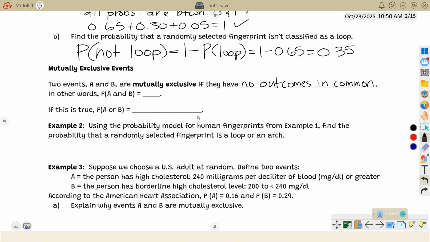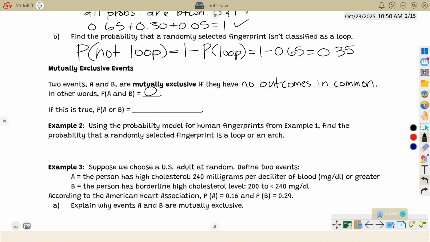Why no? Very good. There is a card in the deck that is both a 3 and a heart. So mutually exclusive means there is no card that is both. Those outcomes have nothing in common. When that is true, the probability that you randomly select something that is both should be 0 because it doesn't exist. They have no outcomes in common.